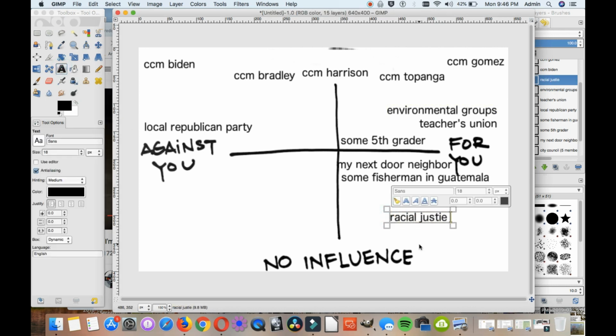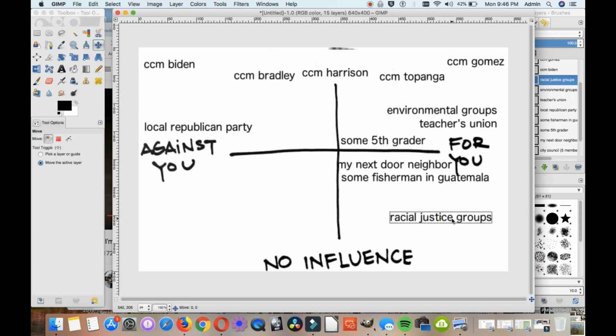Racial justice groups. I'm not quite sure yet. So I'm a white male, and I work on a lot of climate stuff. And I've built some relationships with some racial justice groups, not any super great relationships.